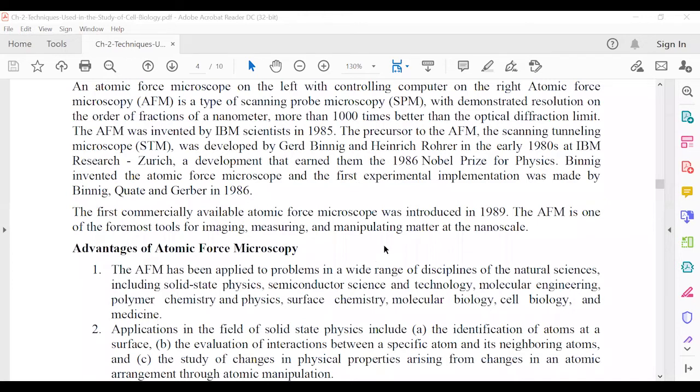The first commercially available atomic force microscope was introduced in 1989. The atomic force microscope is one of the foremost tools for imaging, measuring and manipulating matter at the nanoscale. We will measure the object at the nanoscale level in this technique.